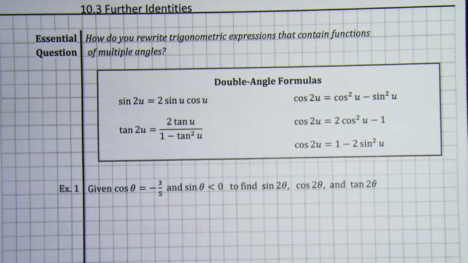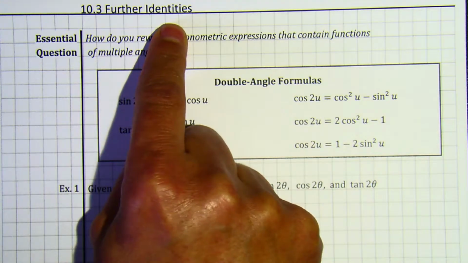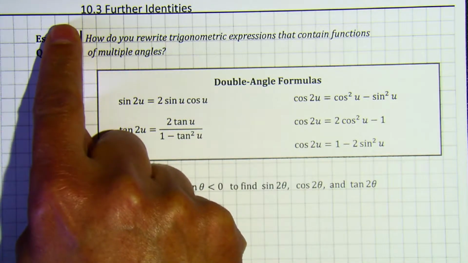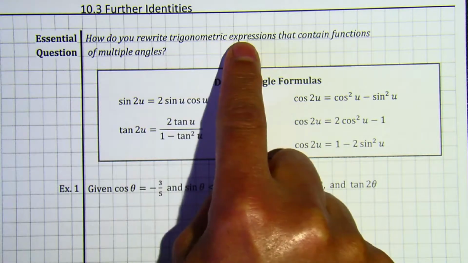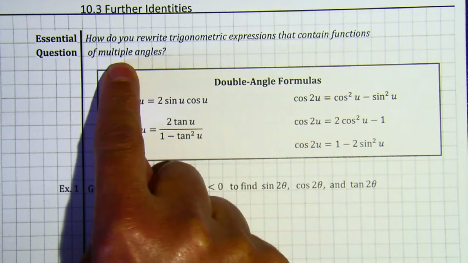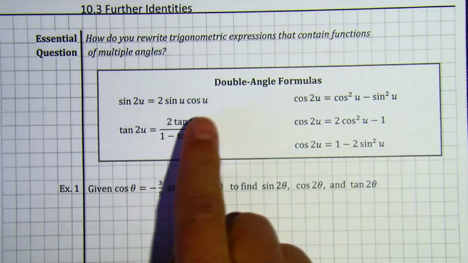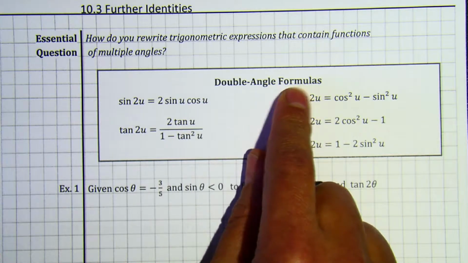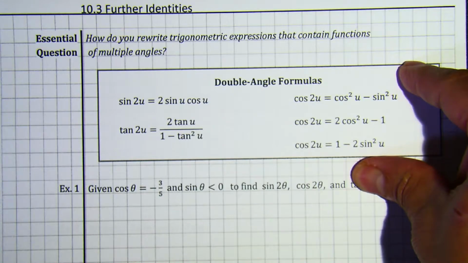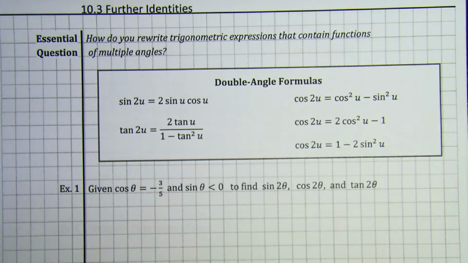Good morning. Today we are going to cover section 10.3, further identities. So take the time to copy down your title and your essential question. How do you rewrite trigonometric expressions that contain functions of multiple angles? We are going to cover the double angle formulas. So go and place your cutout, copy example number 1, and we'll start once you are ready.